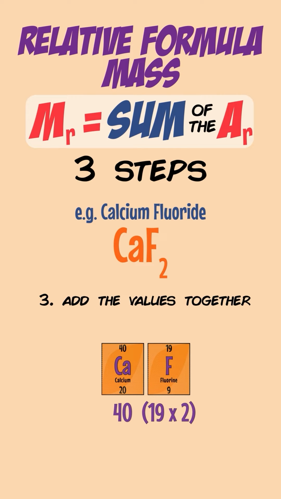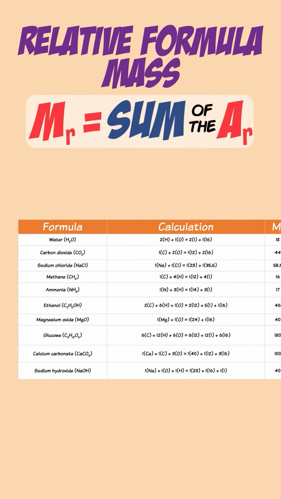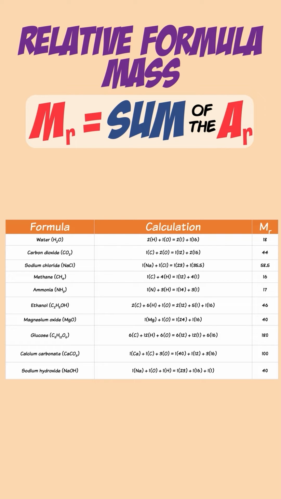The final step is to just add everything together. So that's 40 plus 19 times 2. And this gives a final answer of 78. Here are a few more examples that you can try yourself.